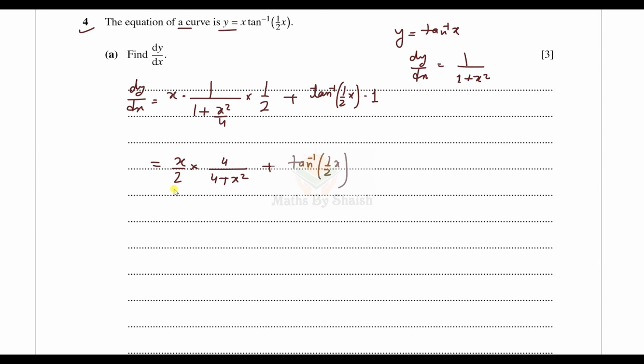So we can see this can be cancelled. So dy over dx at the end we can represent as 2x over 4 plus x square plus tan inverse of half x. So this is the value of dy over dx. I hope it is clear. So let's do the next part.